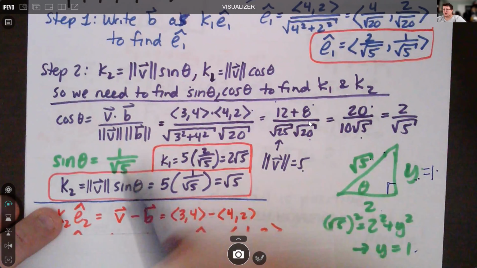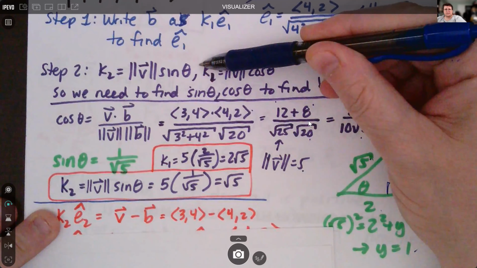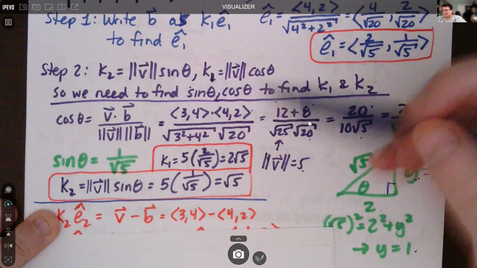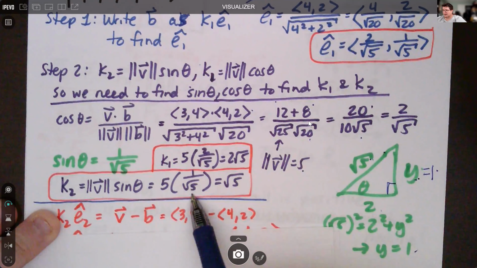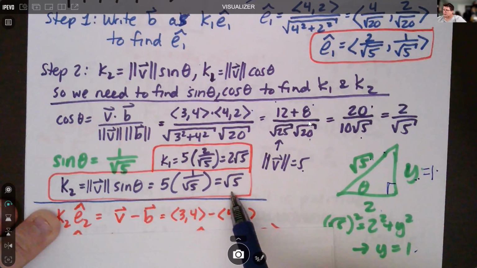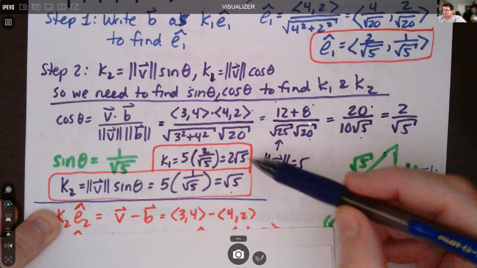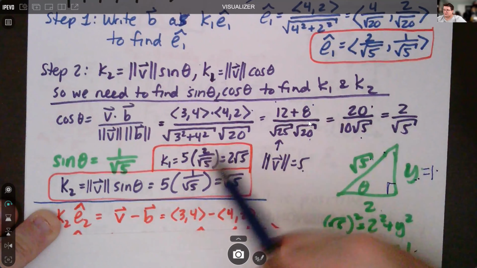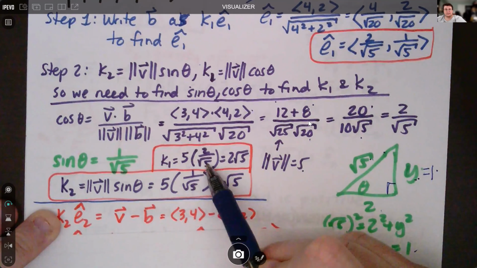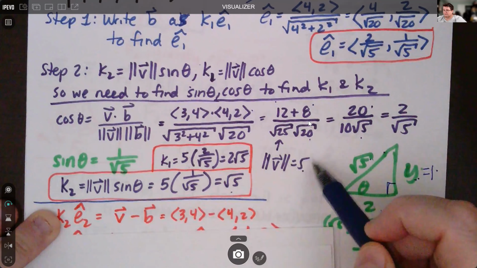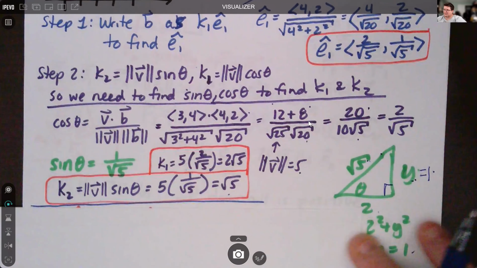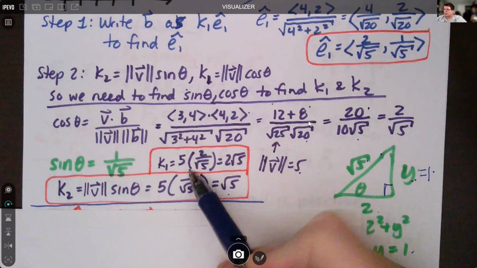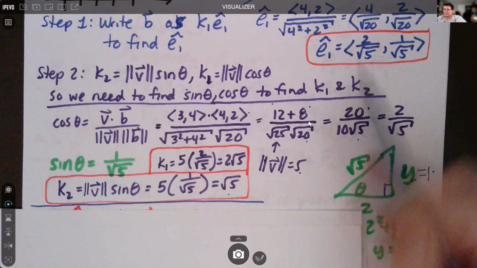Recall K2 is the norm of V times sine theta. 5 times 1 over root 5 is root 5. So that's our K2. And I found K1 real quick. It's the norm of V times cosine theta, and that was 2 root 5. So now that we're done with that, we've got K2, we've got K1, we've got E1. All we need is E2.